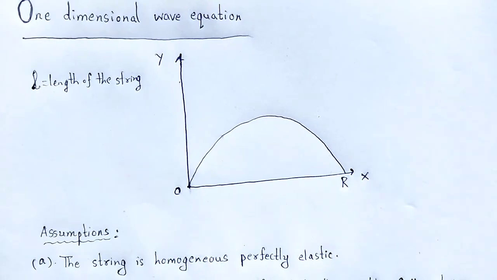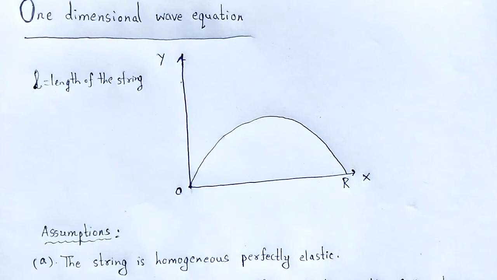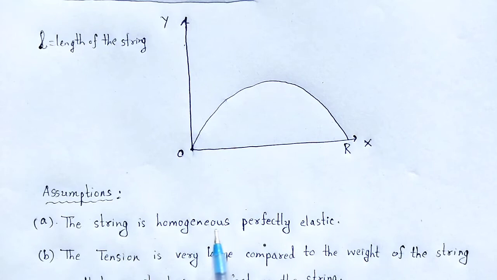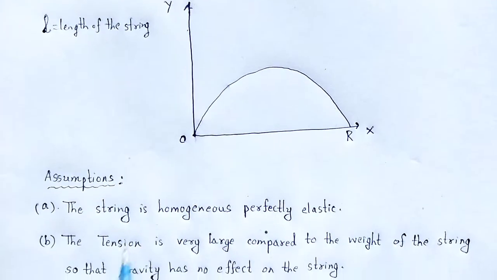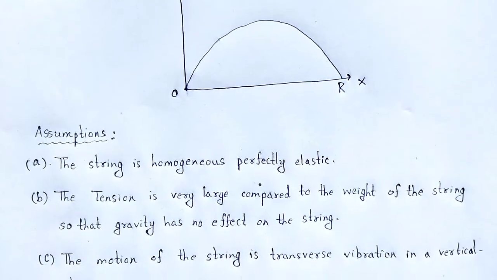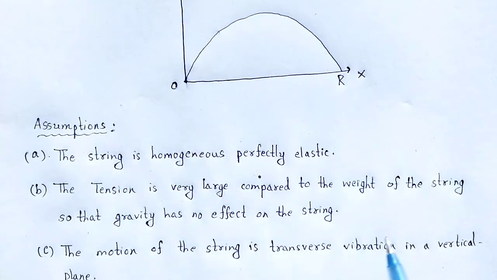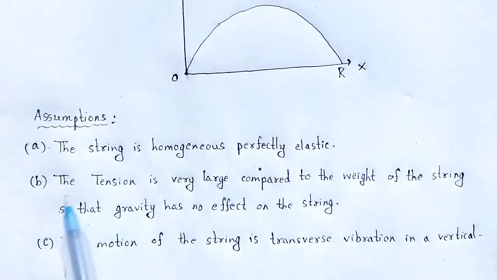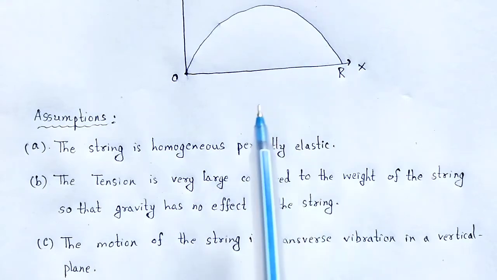These are the assumptions we have to consider for the treatment of the motion of the string. What are these assumptions? The string is homogeneous and perfectly elastic. The tension is very large compared to the weight of the string, so that gravity has no effect on the string. Third, the motion of the string is transverse vibration in a vertical plane. These assumptions are made in the treatment of the motion of the string.